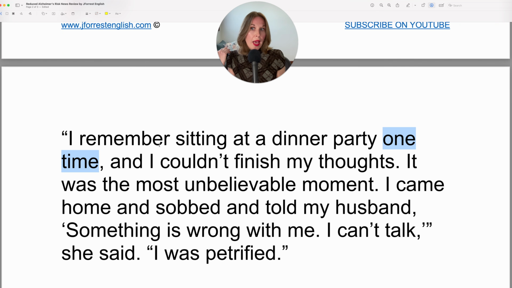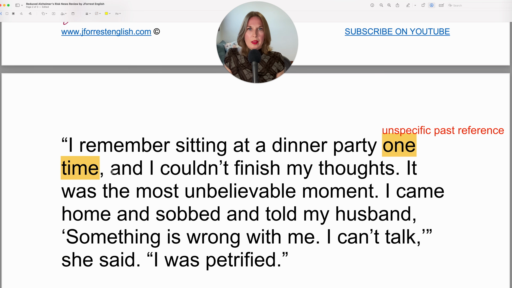We're in the past. So "one time" is an unspecific time reference for the past. And previously we learned that "one day" is an unspecific time reference for the future. You've probably said, "I want to speak confidently one day," an unspecific time in the future. Of course, you want that sooner rather than later, which is why I'm here to help. Let's review this again.